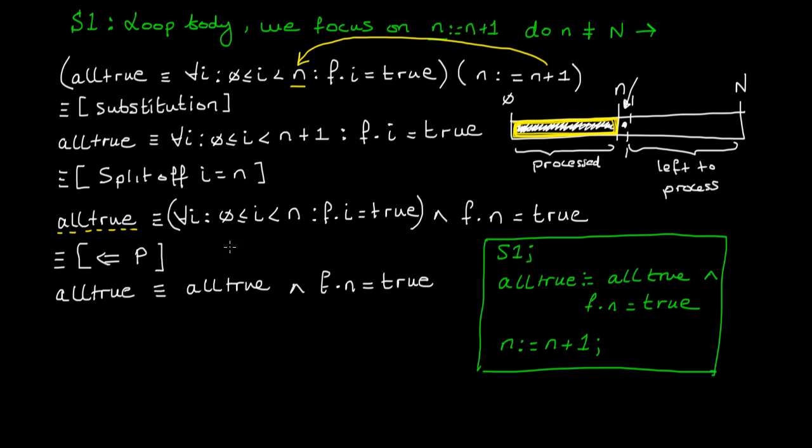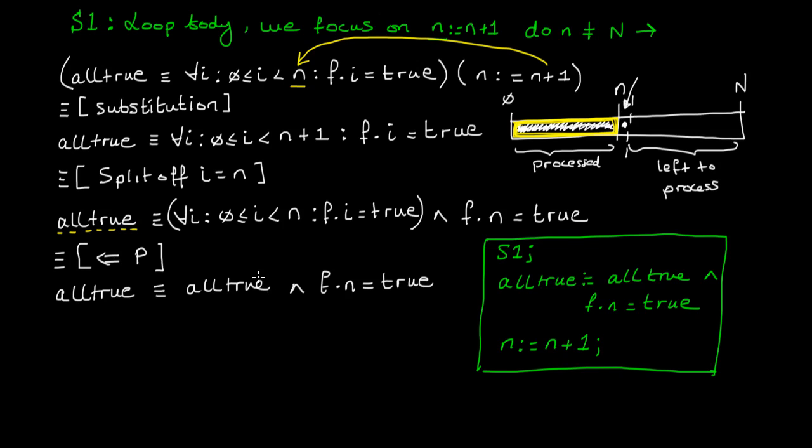So all true will become equal to all true and f.n equal to true, which is just a simple Boolean expression, so that if all true is true up to that point, if we get another true, it will be true and true, which will remain true. If f.n is false, we'll get a true and a false, and all true will become false and will remain false then for the remainder of the processing of the array in all of this space here that we've got left to process.